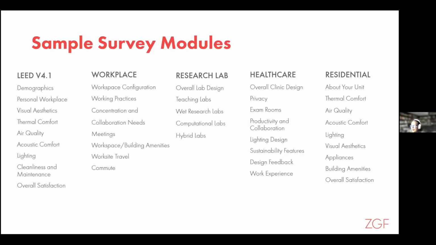For things like healthcare, we can start to talk about clinic design and the privacy for the patients, but also for the staff, the visibility they have and the control over it. The exam rooms, how do they work? Are there hierarchies? How does the space help support or break down some of those hierarchies? How is the lighting design influencing the way they work? Are there sustainability features? And then residential can also include things like the appliances you have in the building, and again, the different building amenities.